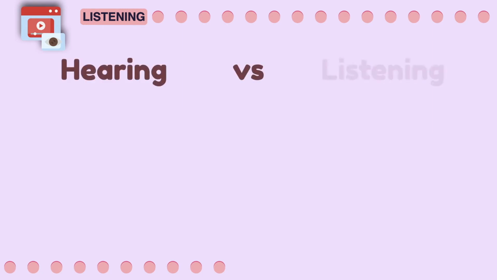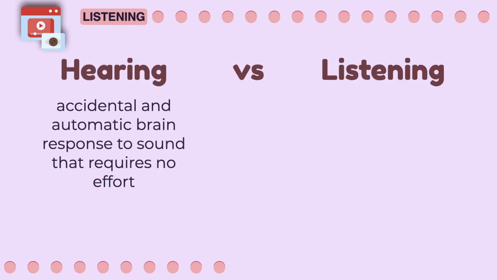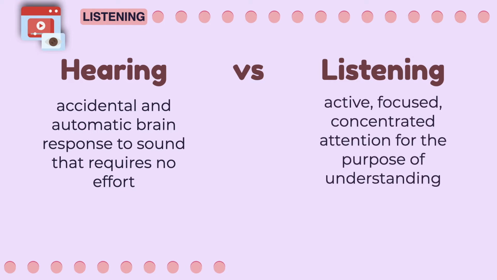It is important to differentiate hearing from listening. Hearing is an accidental and automatic brain response to sound that requires no effort. On the other hand, listening, when done best, is active, focused, concentrated attention for the purpose of understanding. Thus, hearing is just letting the sound pass by your ears, but listening is intentional for the sake of response.